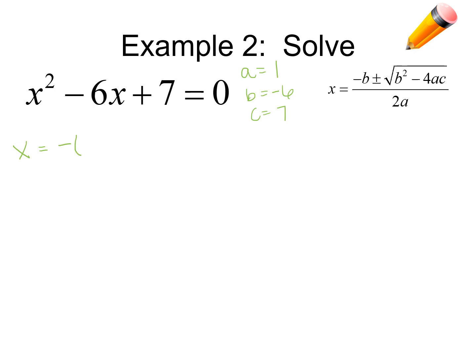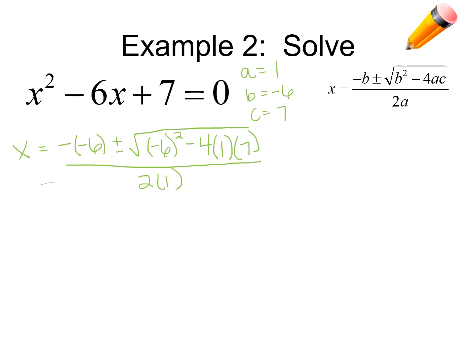So then I can go ahead and plug it into my formula. Again, whenever you have to plug in for a letter, use parentheses. I'm going to plug in a -6 for B, plus or minus the square root. Again, I'm going to use parentheses because it's B squared minus 4, A is 1, and C is 7, all over 2 times A, which is 1.